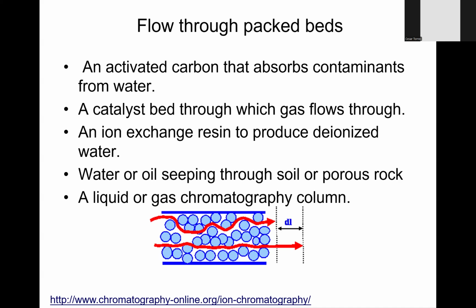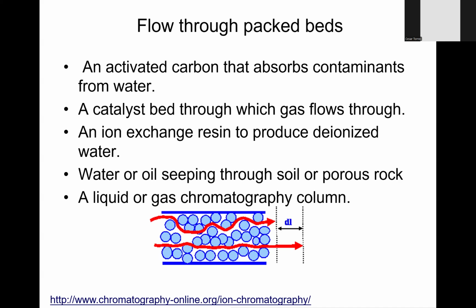A packed bed is essentially a column, typically a round column or a tube that has been packed with particles. Things that you probably have seen as a packed bed include a carbon filter for water, like the carbon filters that you buy for your own house. It could be a catalyst bed in which you have, say, a gas flow through a catalyst bed. It can be an ion exchange. It can also be oil or water seeping through soil or porous rock. So this is very relevant to things related to oil recovery, for example.